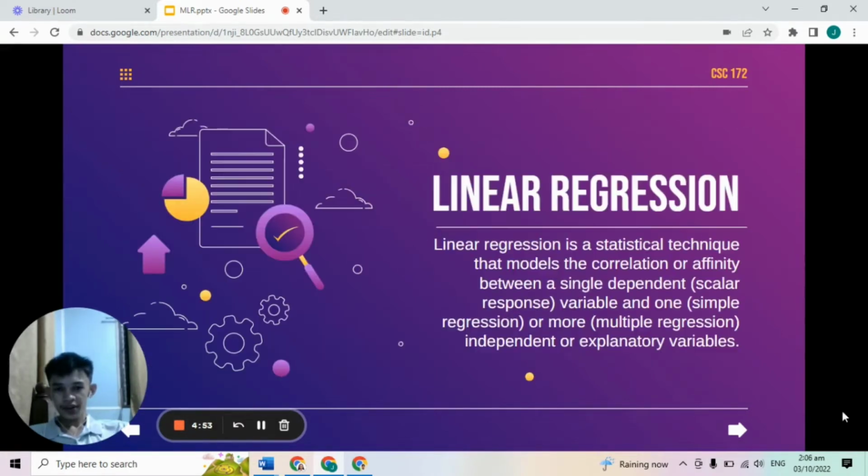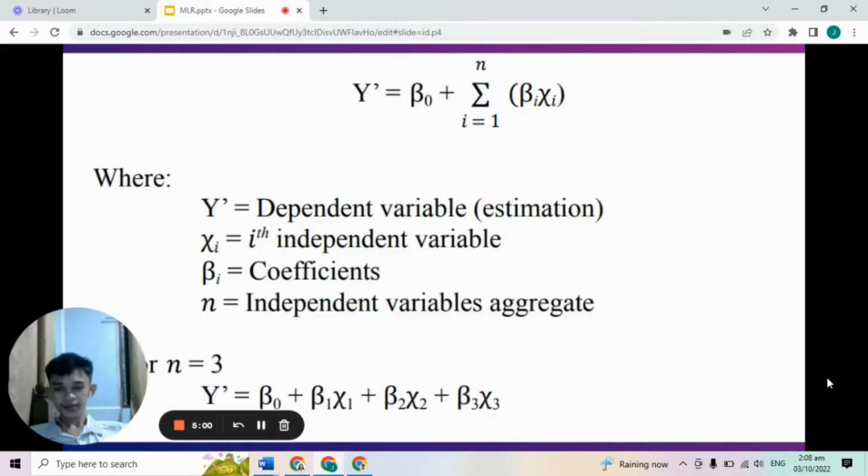Methodology. Linear regression is a statistical technique that models the correlation or affinity between a single dependent variable or scalar response and one or more independent or explanatory variables. In this endeavor, however, the latter is utilized to pinpoint the relative influence of one or more predictor variables or regressors on the criterion variable or regressand, and outliers or anomalies. So, here's the equation.